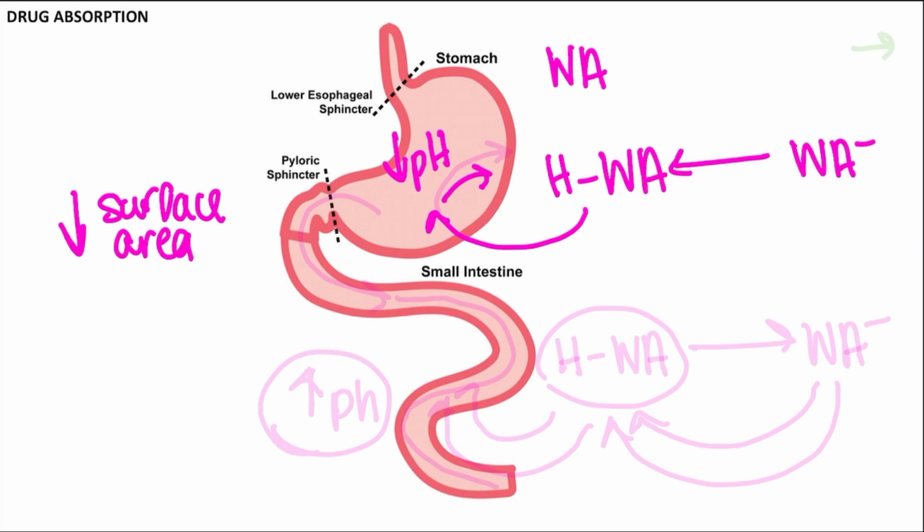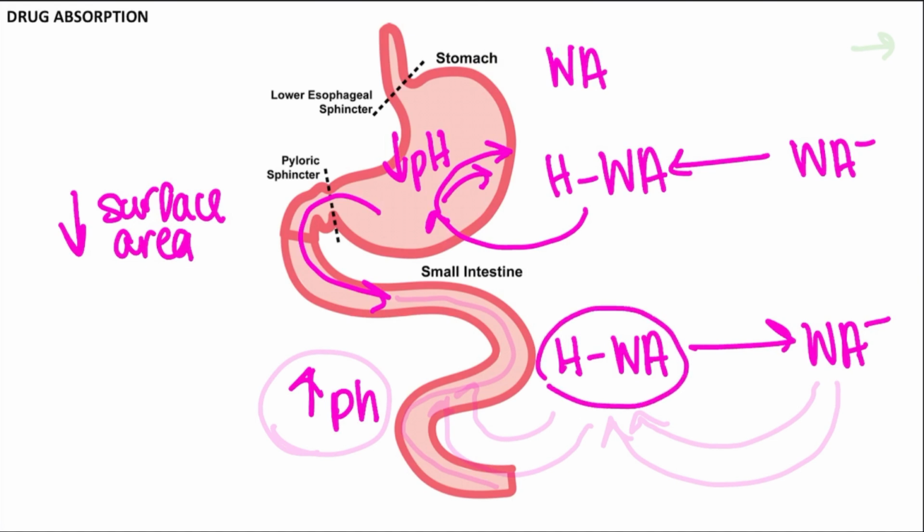So even though some might get in, most will travel to the small intestines. But because the small intestine is more basic, most of the weak acid will actually be ionized and not readily absorbed. But remember, there is always some that is going to be unionized, even if it's only 1%. So that 1% will be absorbed, and this equilibrium will maintain this minute portion that is unionized to keep being absorbed, and so forth, further propagating drug absorption.